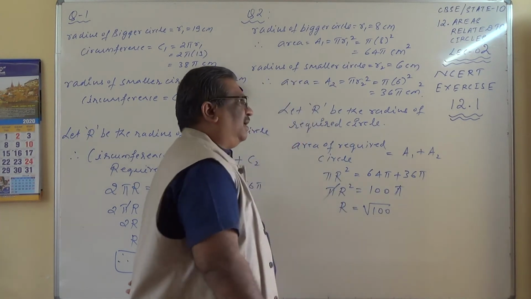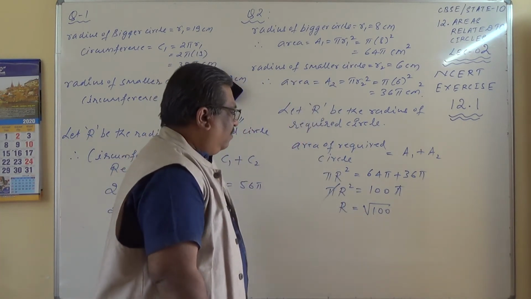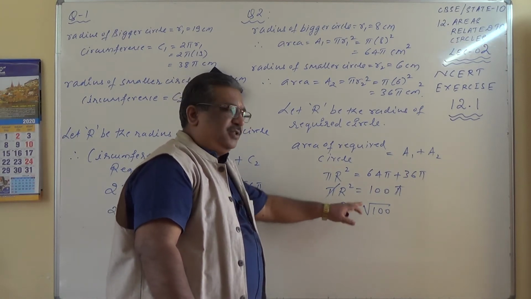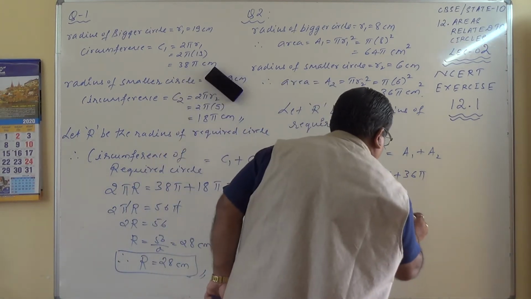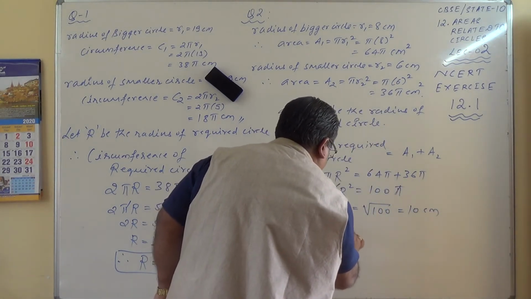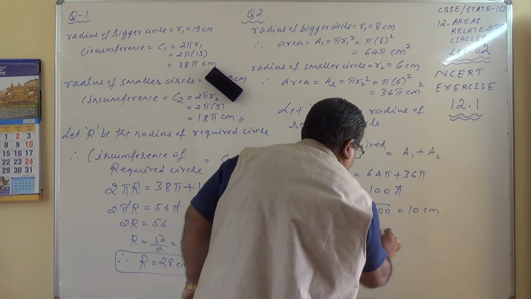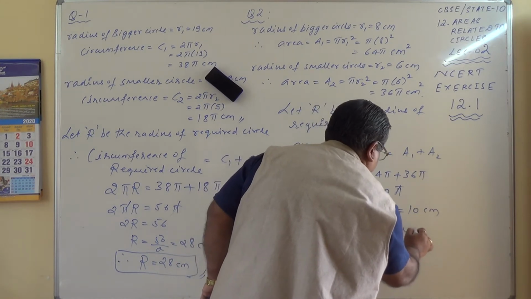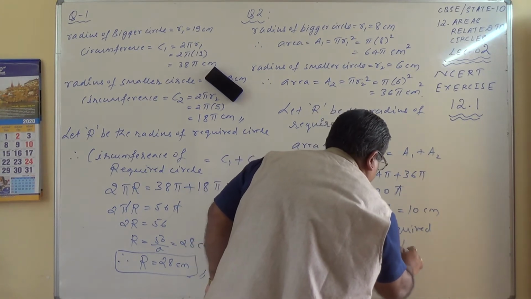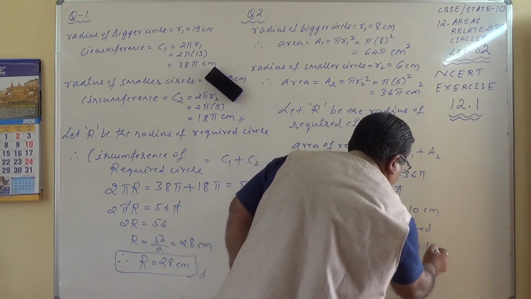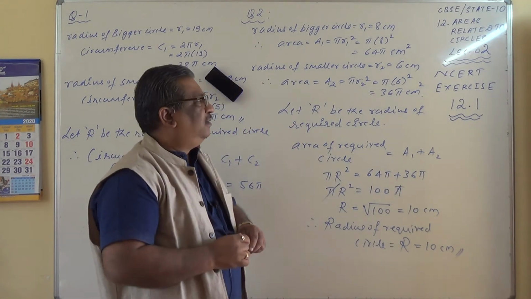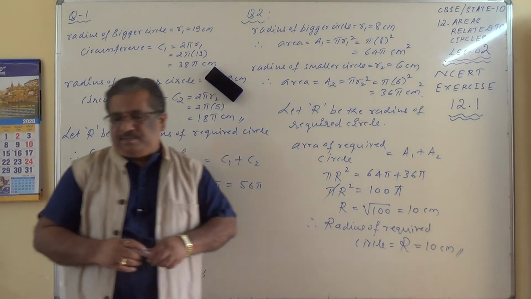Here plus or minus under root will be there, but radius cannot be negative, and therefore I am considering only the positive value, which is equal to 10 centimeter. Therefore radius of required circle is equal to R equals 10 centimeter. That is the answer. Is that clear? So make a note of this.